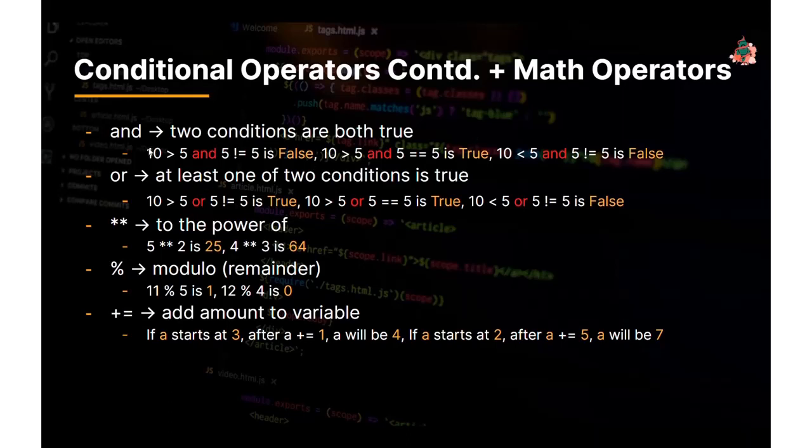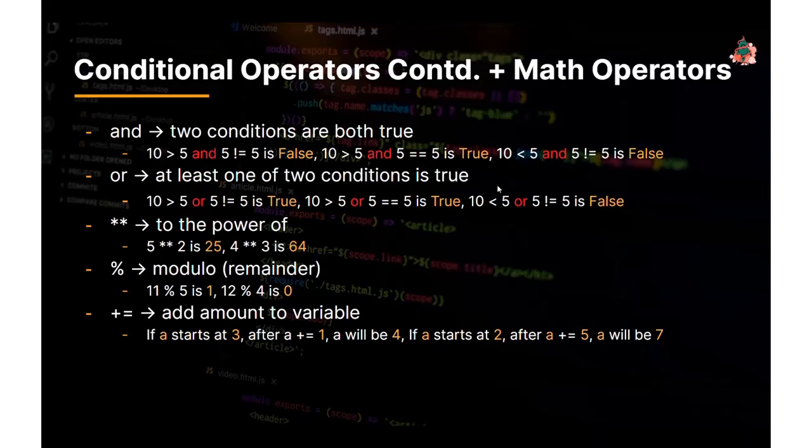For instance, 10 greater than 5 and 5 not equal to 5 is false because the 10 greater than 5 component is true, but it says and 5 is not equal to 5, which is false. So both of these need to be true for this whole statement to be true. So then it becomes false. Meanwhile, if we do 10 greater than 5 and 5 equal to 5, we can see that these are both true, so this will result in a true statement. 10 less than 5, which is false, and 5 not equal to 5, they're both false, so the statement will result in false.